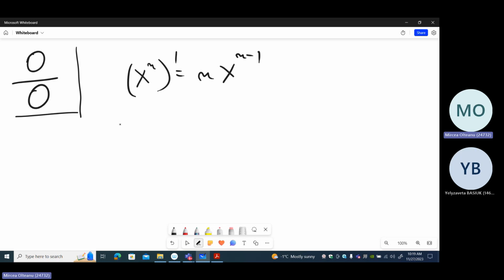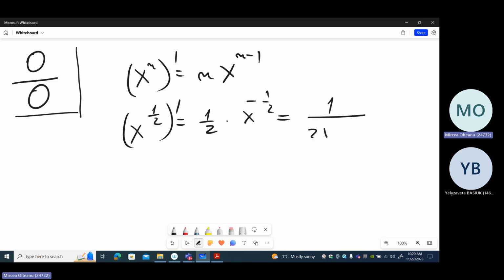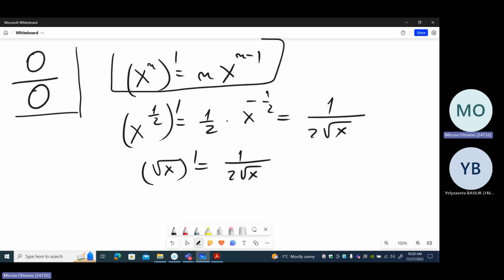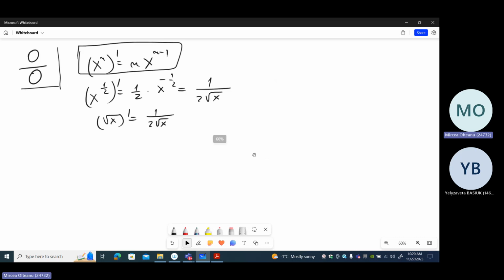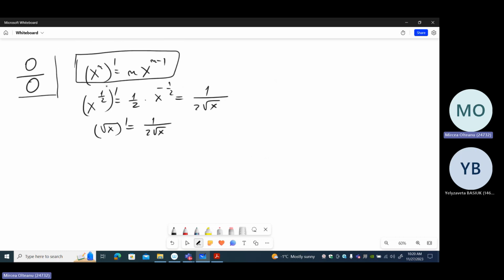For example, if n equals 1 over 2, from here we get the derivative of the square root. X at 1 over 2 will be 1 over 2 times x at minus 1 over 2, which can be written as 1 over 2 root of x. So the square root of x derivative is 1 over 2 square root of x. What I'm trying to say is that from here we can get a lot of other usual formulas. This is a very general formula. For example, all the roots can be derivated by using this formula.